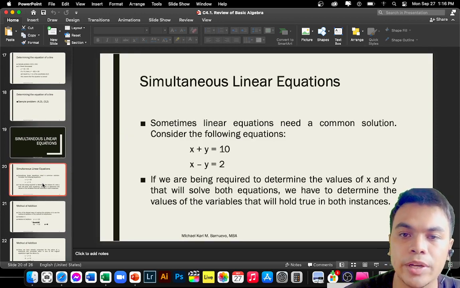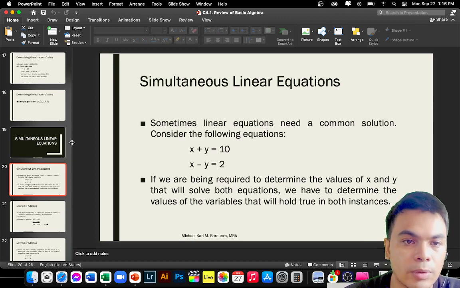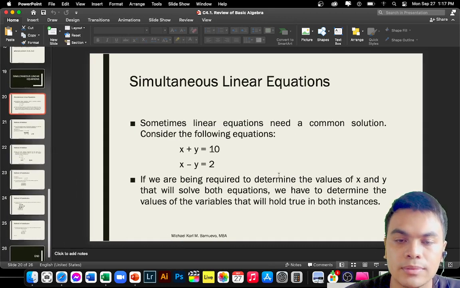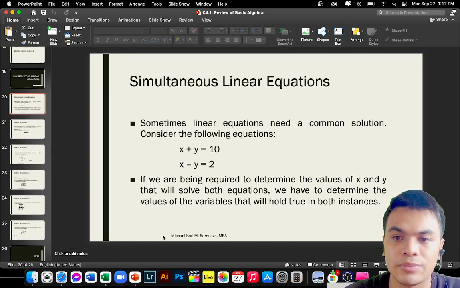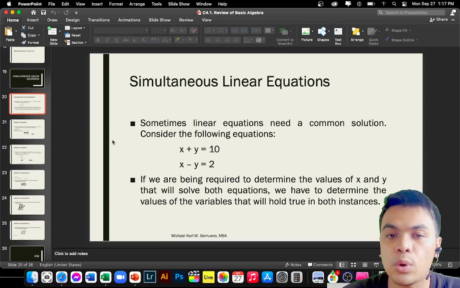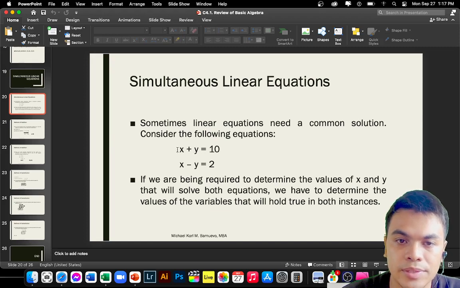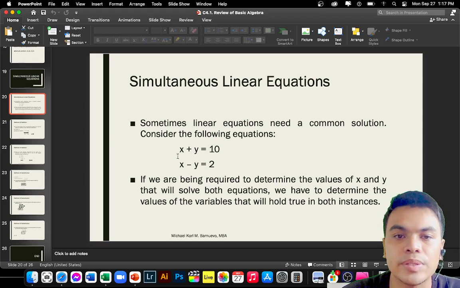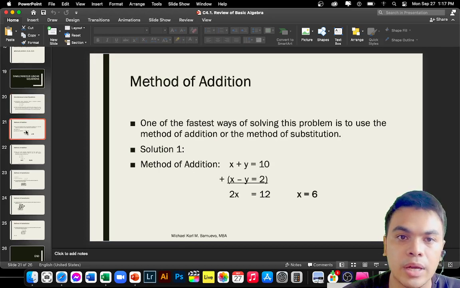Sometimes linear equations need a common solution if we have two sets of equations. Let's say we have two equations, x plus y is equal to 10, and the other is x minus y is equal to 2. If you are required to determine the values of x and y that will solve both equations, we have to determine the variables that will hold true for both equations. Which means that x and y in the first formula, x plus y is equal to 10, are the same as the values of x and y in the second formula. So we have various ways on how to do that.